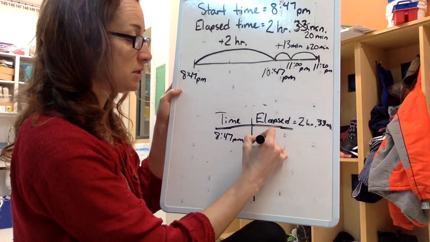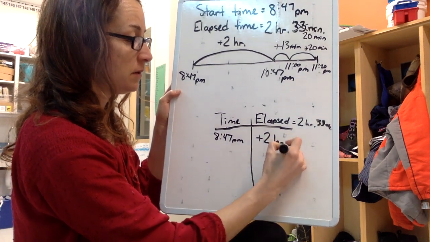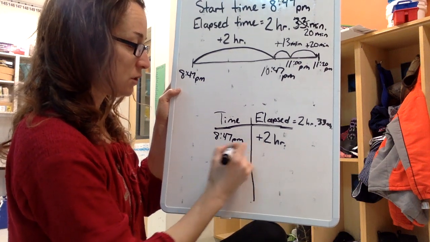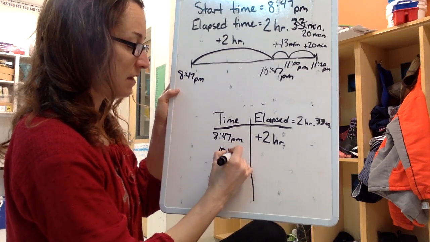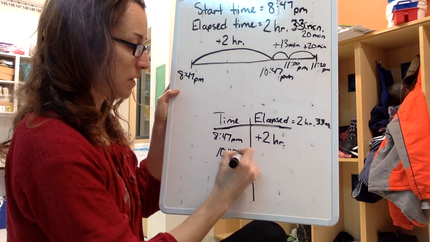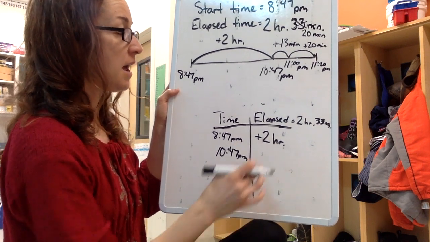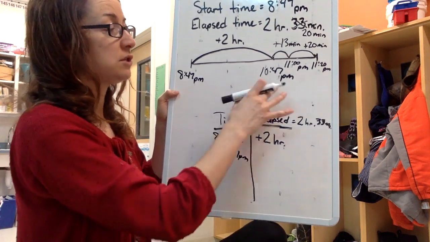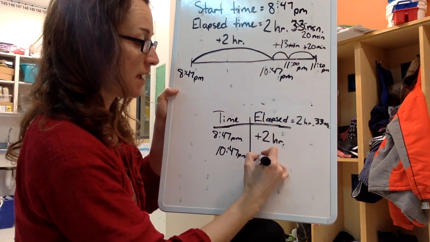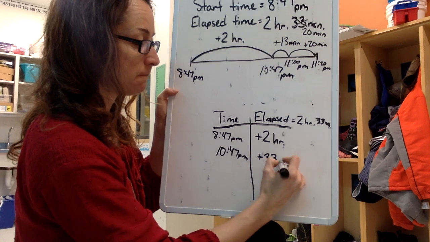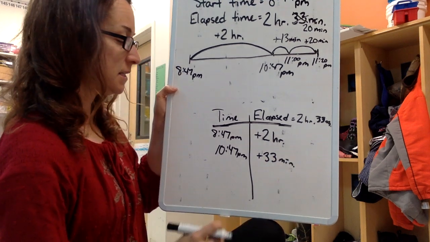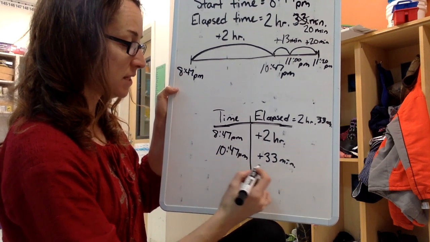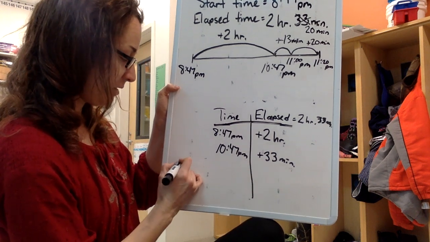I'm going to take my 2 hours first. I'm going to add them to 8:47. So once I add that, that's going to bring me to 10:47 p.m. And then I have 33 minutes left. So I'm going to show you the first way that I did this, okay? So I'm going to add 33 minutes, and I'm going to add that to my 47. So I'm going to bring that over here.